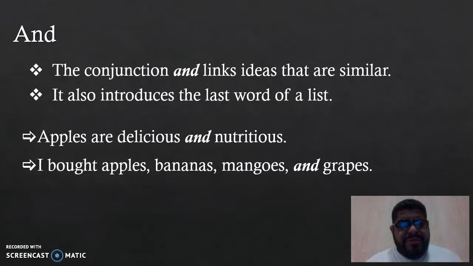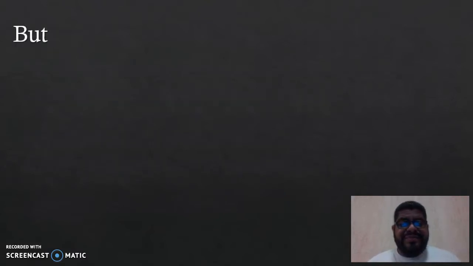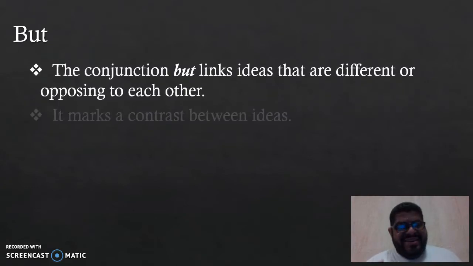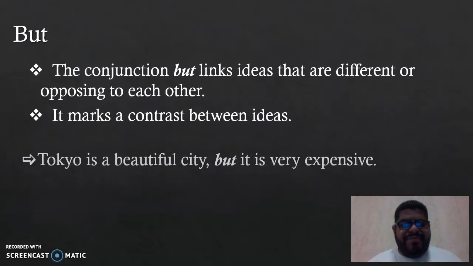So I repeat the examples. Apples are delicious and nutritious. I bought apples, bananas, mangoes, and grapes. Okay? Well, let's continue. And you see, and. But is a very important connector because it's very, very common. And you will see why.